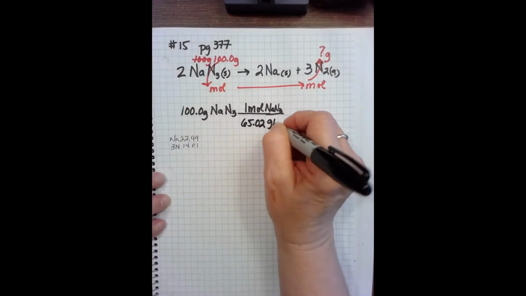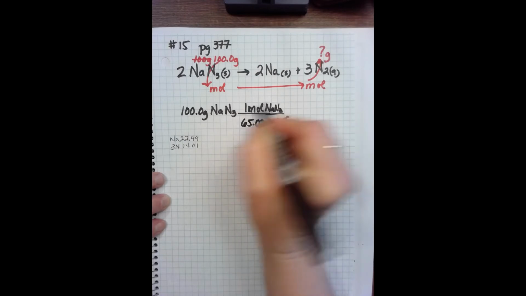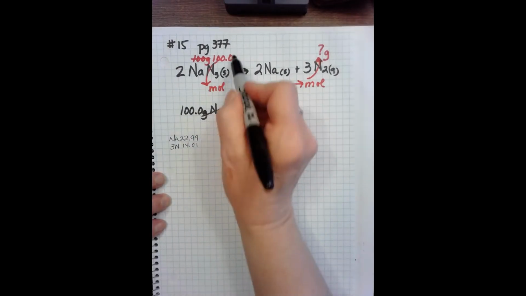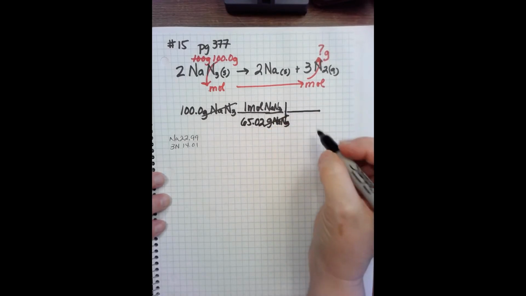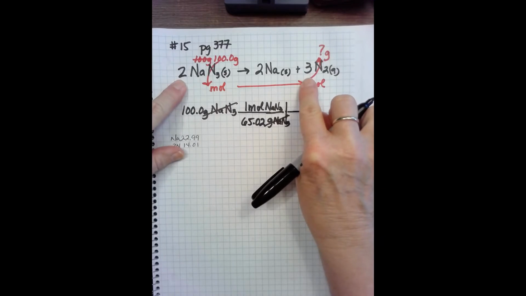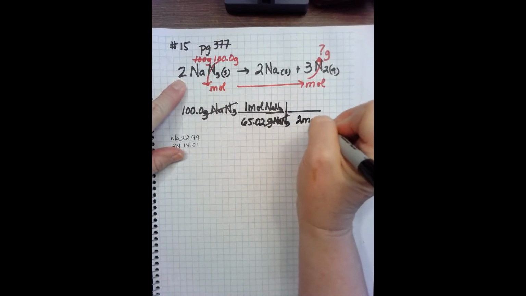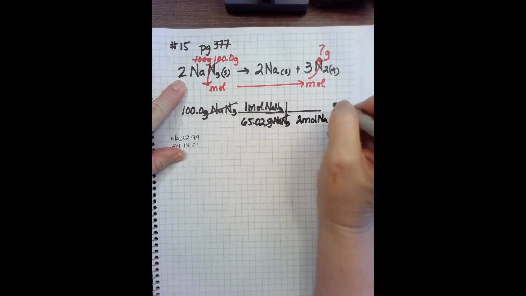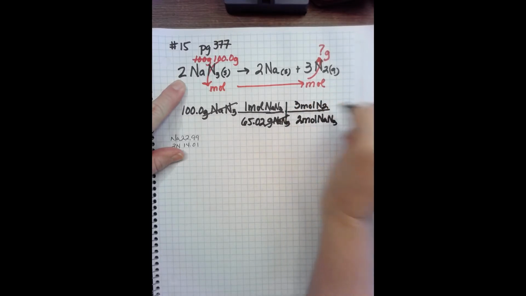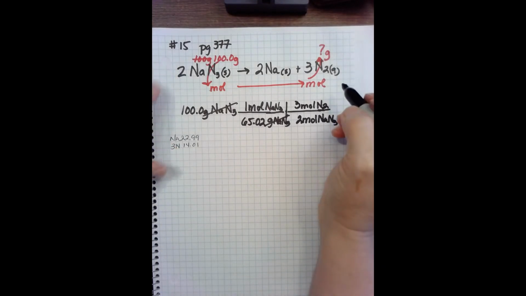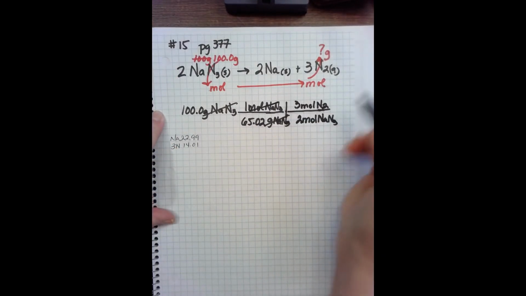So now grams of NaN3, now grams cancels. So we've done that part. Now we want to change the conversation. How do we change the conversation? We do that with the mole ratio. 2 moles NaN3 over 3 moles of N2. I'm going to run out of room, I should have left myself more room. And the moles cancel. And then now we're going to convert back to grams.